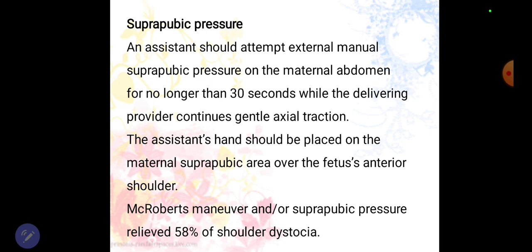McRoberts maneuver and or suprapubic pressure relieve 58% of shoulder dystocia. It's an add-on to McRoberts maneuver. The maternal position is still in the McRoberts maneuver and we will add suprapubic pressure. Success rate will be 58%.